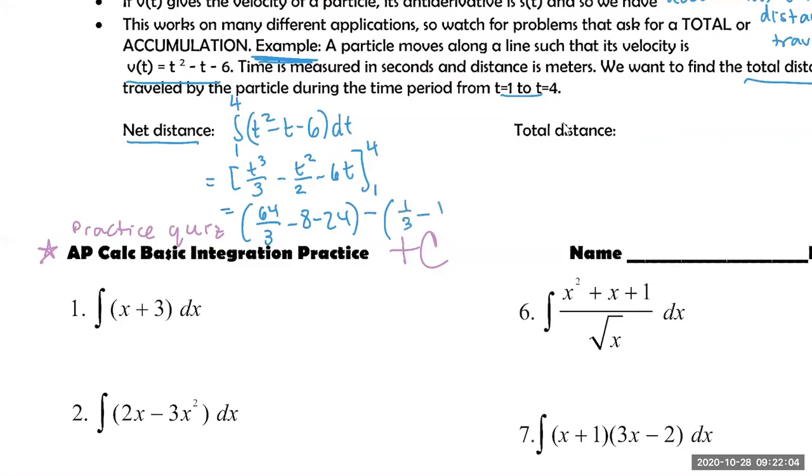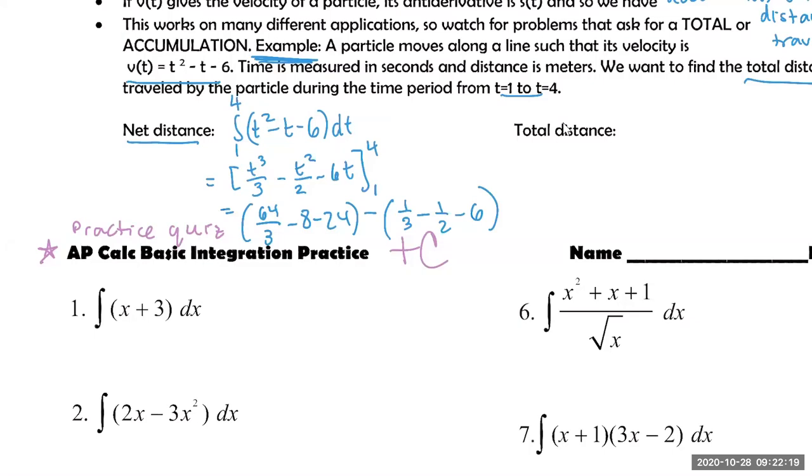Minus a third, minus a half, minus 6. And again, I get those values by evaluating at 1. So that is capital F of B minus capital F of A, where the capital F is your antiderivative. Okay, so all of that represents your net distance.